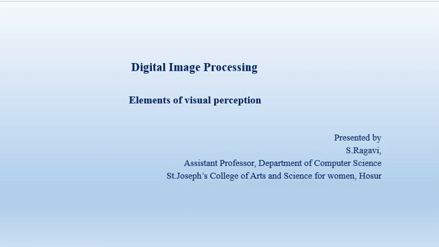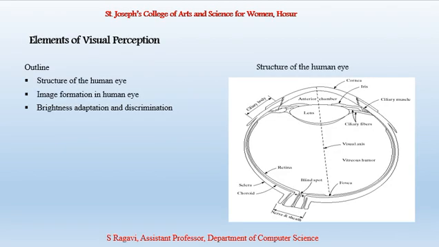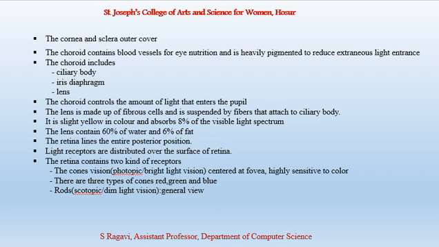Today we are going to talk about the concept of elements of visual perception in digital image processing. The elements of visual perception include the structure of the human eye, how the image is formed in the human eye, and brightness, adaptation and discrimination. First, let us look at the structure of the human eye.